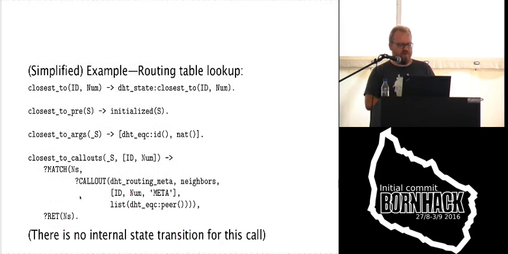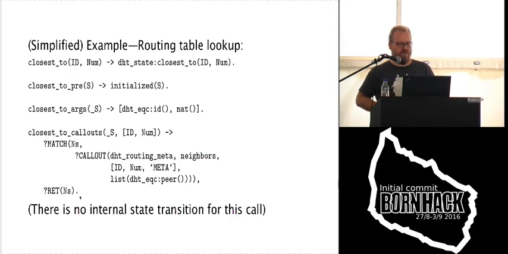I have a simplified example of what these test cases look like. So the state system has a routing table lookup. And here we have essentially an identity, and we want num nodes close to that identity. So this up here defines in the model, in the test specification, that if you want to execute this closest-to command, you're just going to call the real system's closest-to command. So this is the command itself that we can generate.